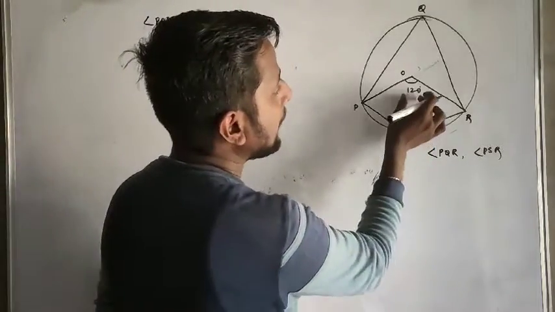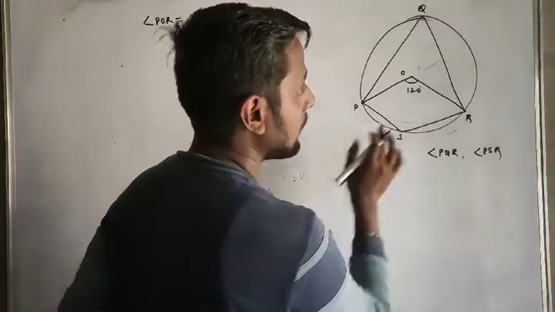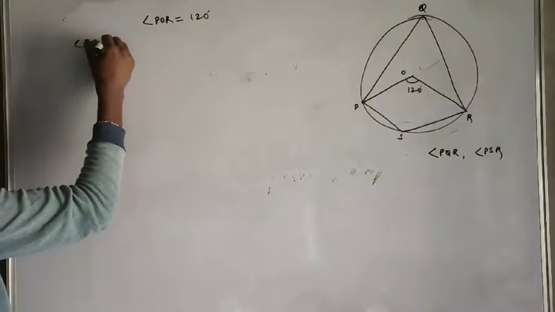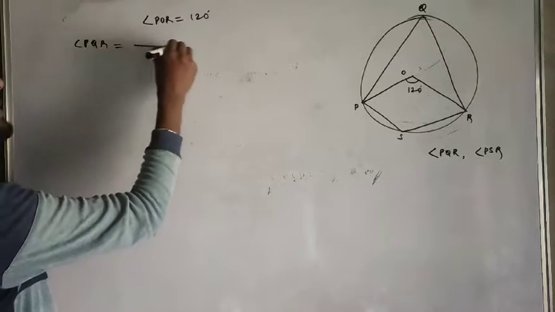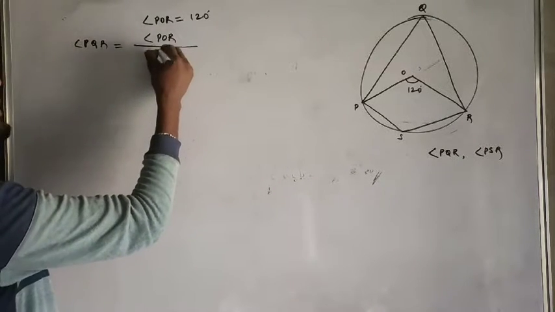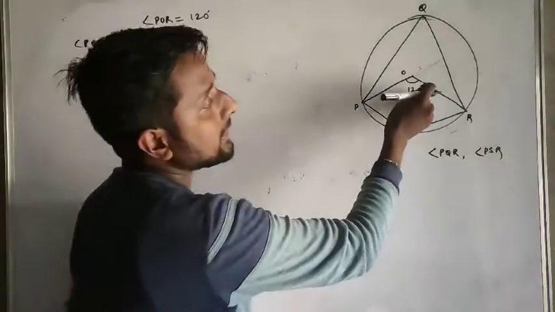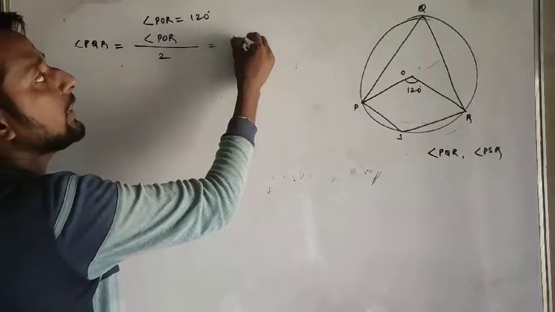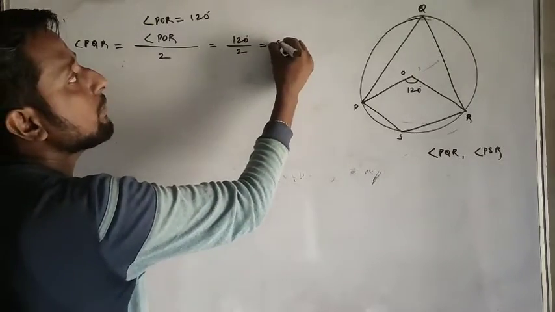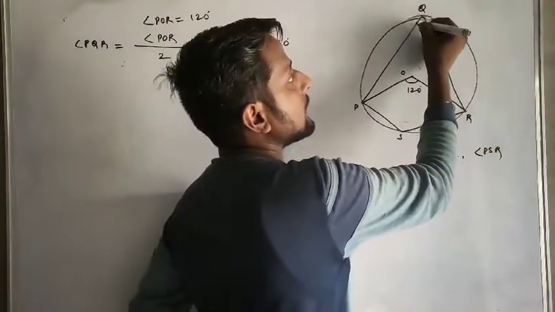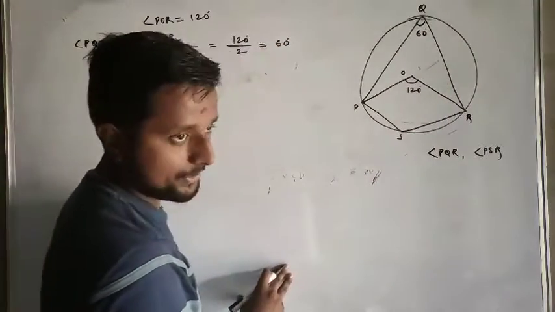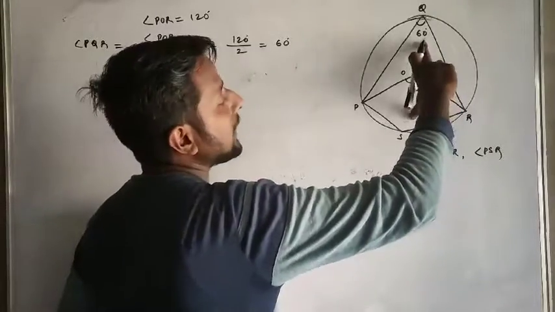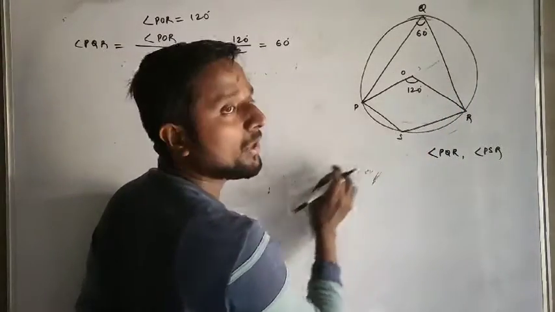Correct? Look, the angle opens downwards. So here angle PQR has a relation with angle POR. I said at the center it will make the larger angle. So I'll write 120 degrees by 2, and we calculate 60 degrees. Next, PQRS is a cyclic quadrilateral, so the sum of opposite angles makes 180.